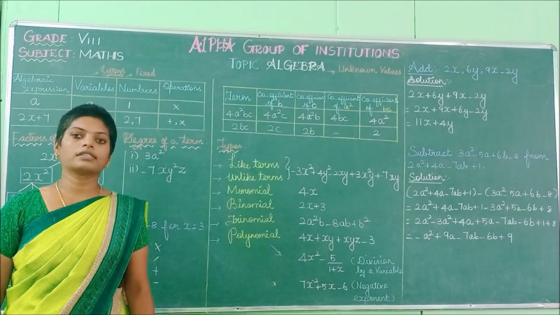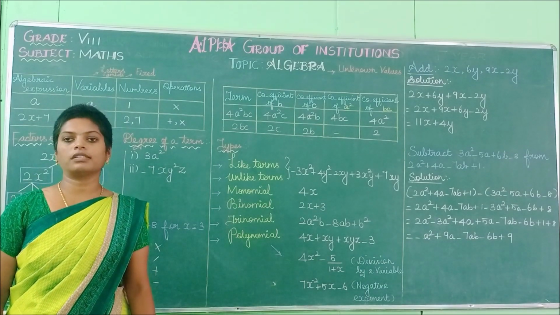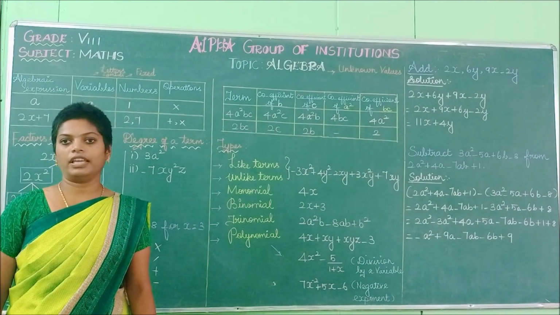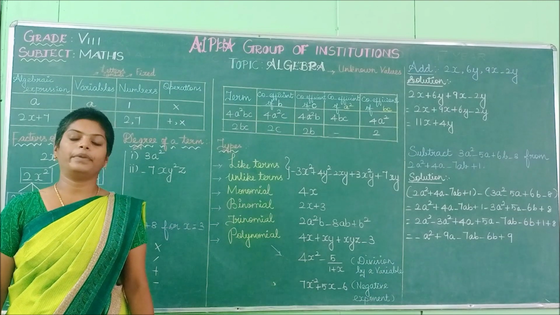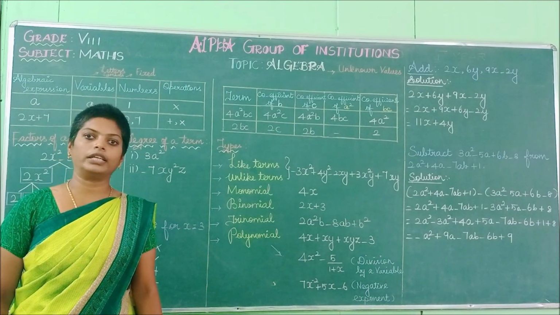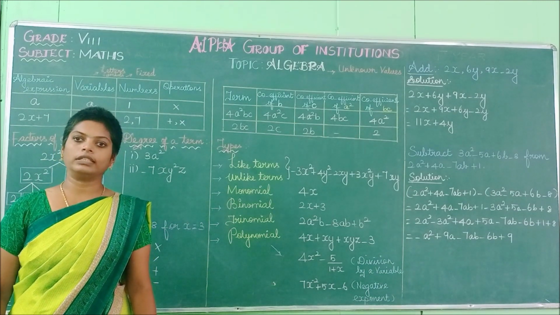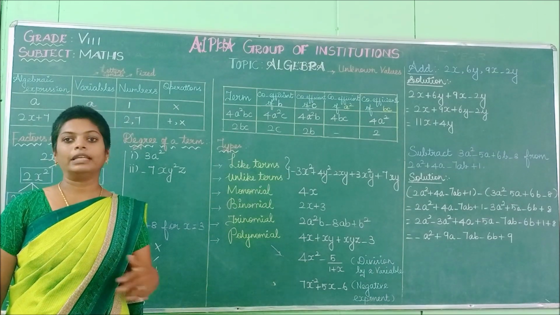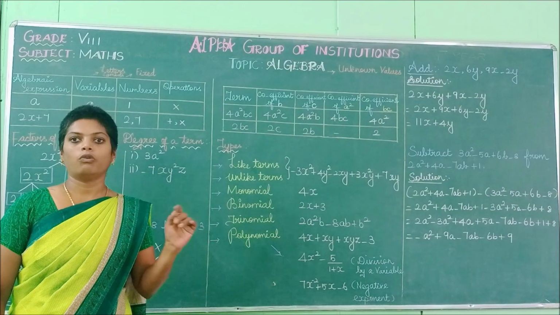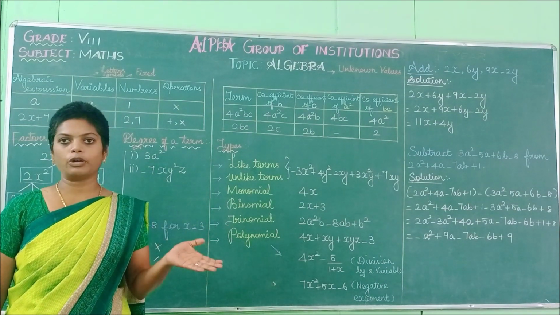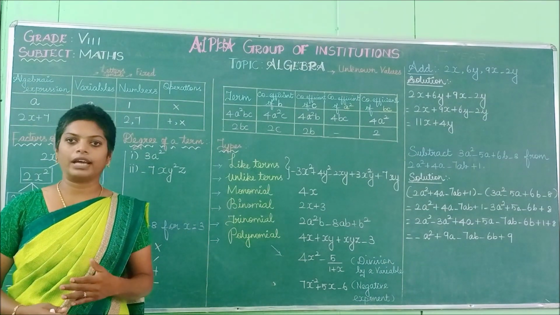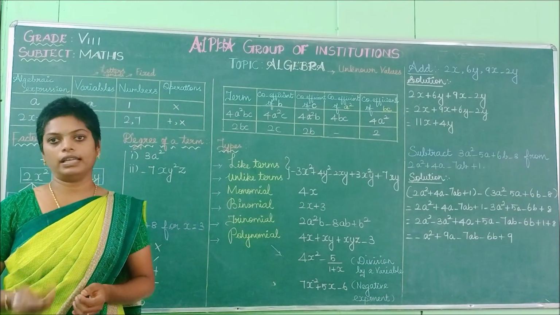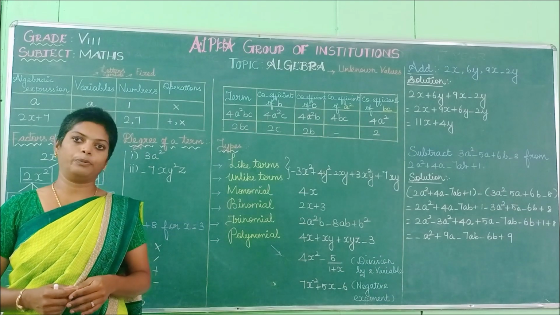So next one is constant. What do you mean by constant? A constant is a fixed quantity that does not vary, which is nothing but a number. Then exponent. What do you mean by exponent? Exponent is nothing but the number of times a variable or a number is multiplied by itself.